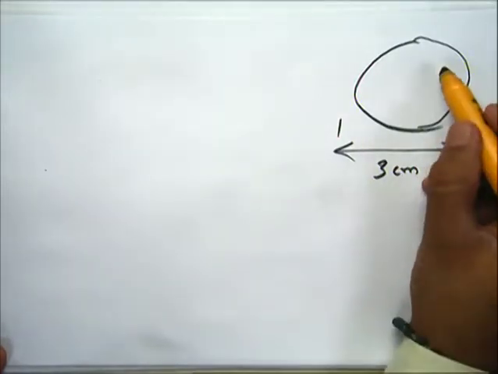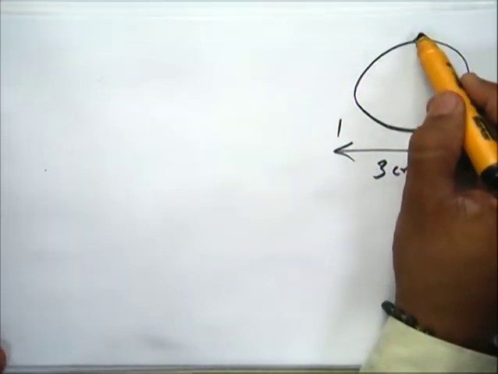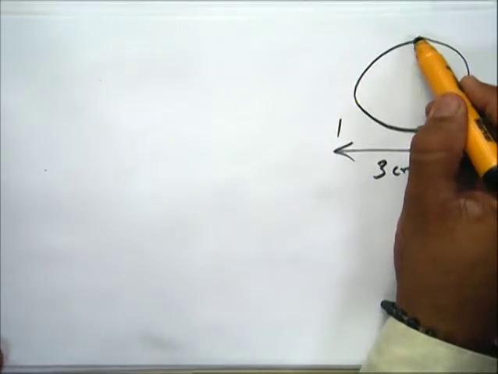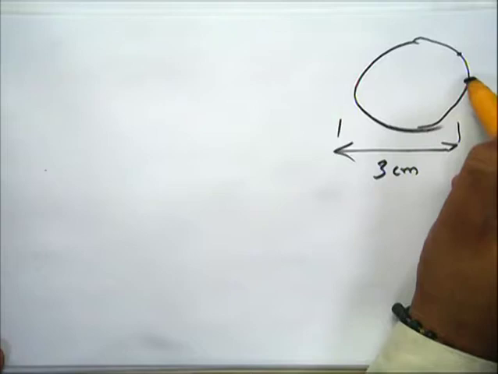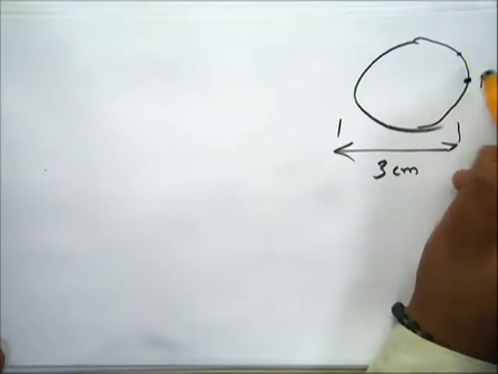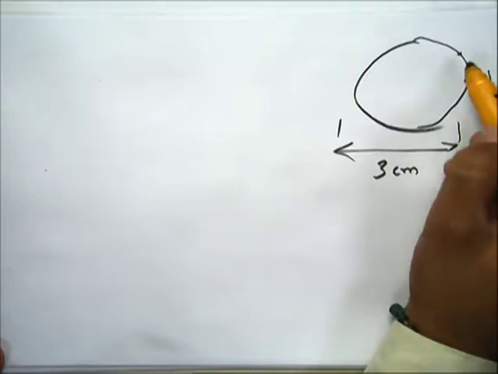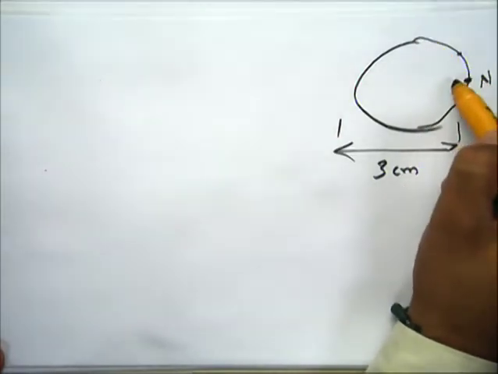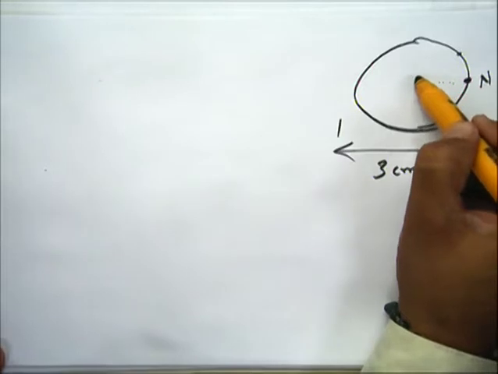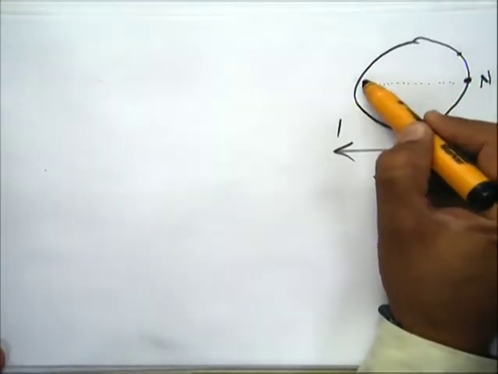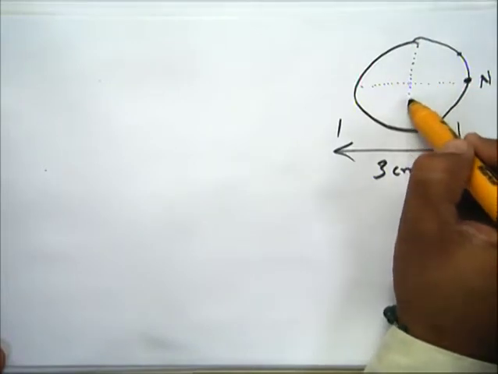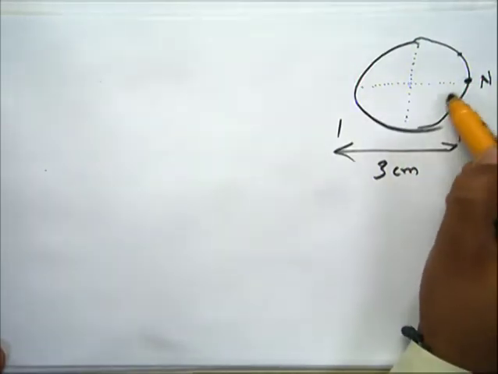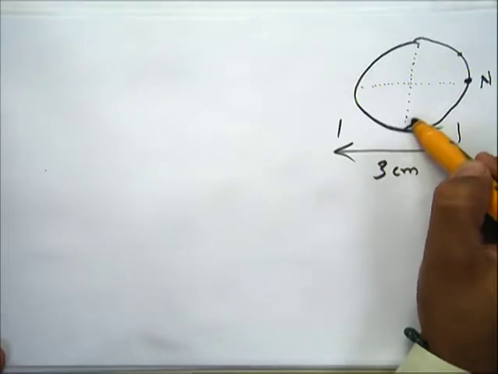Then you decide what is the direction of the north. It is not necessary that it will always be on the top. It may be any direction. It may be this direction, it may be this direction. Suppose this north is in this direction. So what you will do, you put the point here, and then draw a dotted line, a diameter, and then you draw another dotted line perpendicular to this, and then the north direction which is there, you join this line.